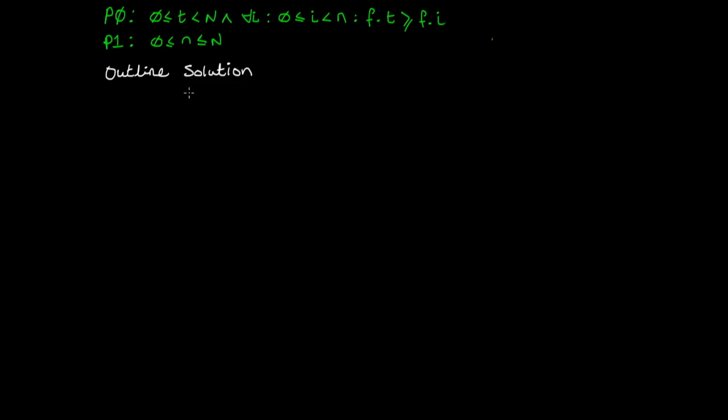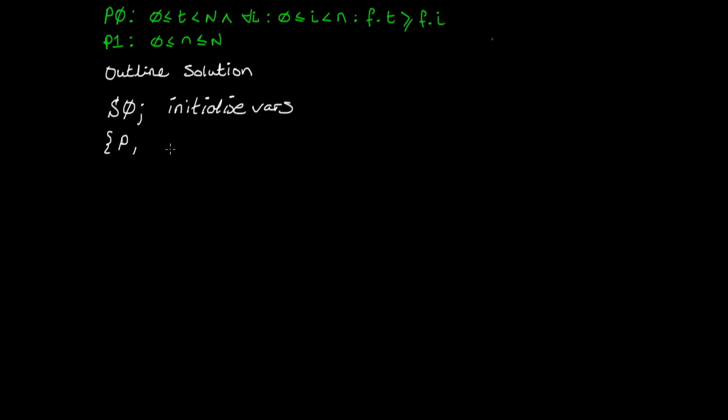So our outline solution then takes our invariants P0 and P1, and we write down an outline solution to give us some idea of what we need to do. To start off, we're going to have S0, which is basically going to look after initializing our variables. And once we've initialized our variables, that will establish our invariant P.